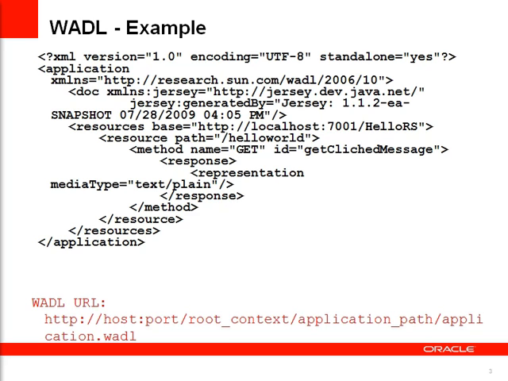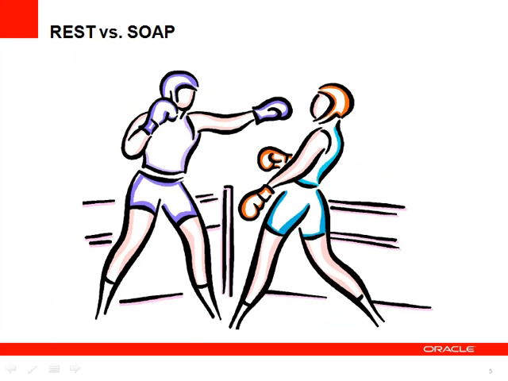So once you deploy a JAX-RS application using Jersey, you can get the WADL file by using the host and port where the application is deployed. And then after the root context and application path, you simply add application.wadl, and then you can access the generated WADL file.